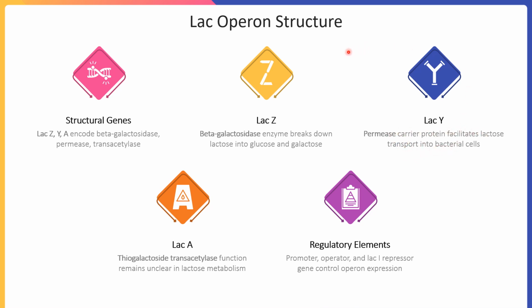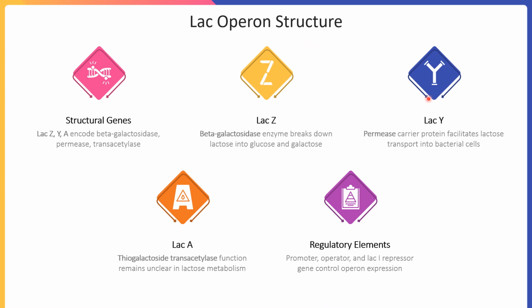So it is mainly seen in the prokaryotes. And other structural gene is lac A. So it codes for thiogalactoside transacetylase, and the function of this is still unclear. So these are the three structural genes which are present in the lac operon structure.